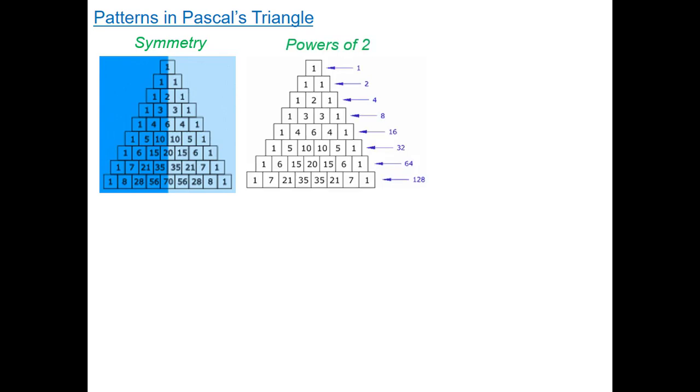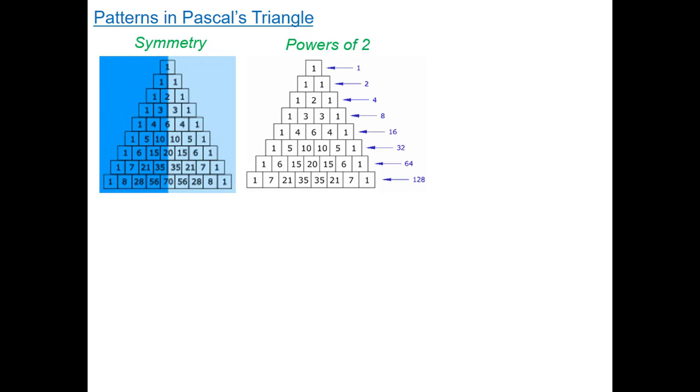If you take a look at any row here, any of these rows can be added up. If you take a look at all of the terms in each row, let's look at the row with 1, 4, 6, 4, and 1. If I add those terms up, I get an answer of 16. Let's look at the row 1, 2, 1. If I add those up, I get an answer of 4.